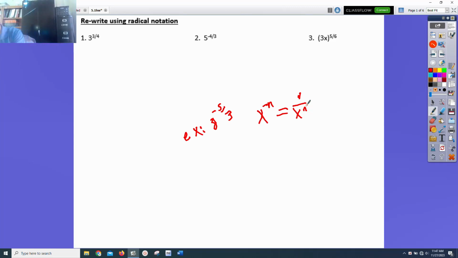I also need another rule. It talks about x to the p over r is the rth root of x to the p.